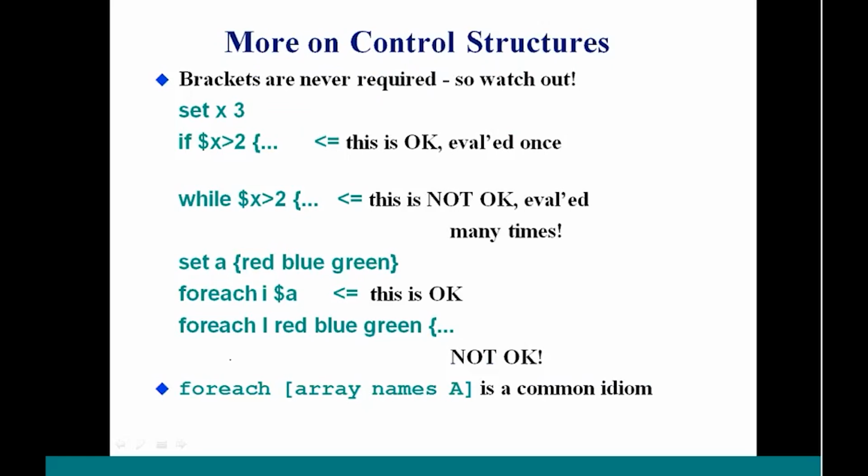Okay, so let's look at some more rules on the control structures. So here we have x is 3, and then we say if x is greater than 2, and this is okay because it is evaluated only once. But if you say while x greater than 2 and then you're setting x to 3, this is just an infinite loop.